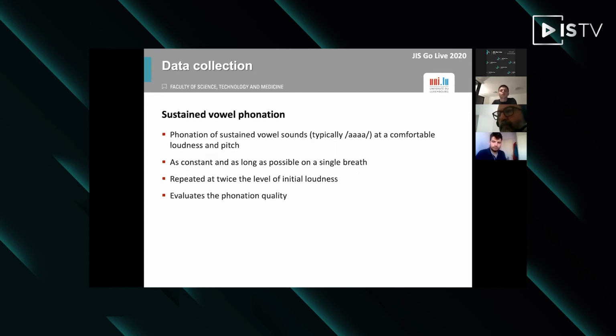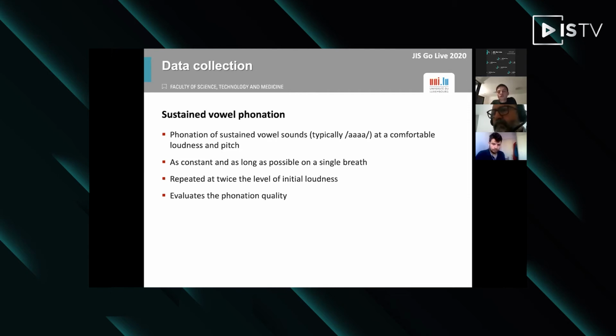So I would talk briefly about the different types of phonations that are collected for the particular models, and these are sustained vowel phonation. Typically, the participants are asked to phonate a prolonged vowel A at a comfortable loudness and pitch, and then to repeat this at twice the level of the initial loudness. And they should hold their voice as steady as possible and as long as possible on a single breath, but at least for around 10 seconds.